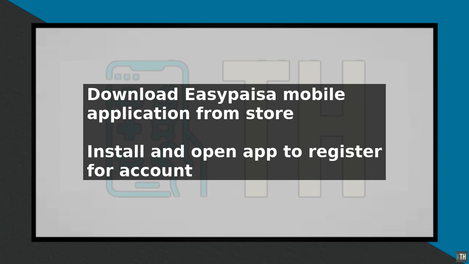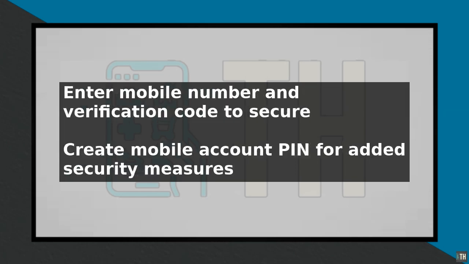You will then receive a verification code on your mobile number. Enter this code in the app to verify your number. After verifying your number, you will be asked to create a mobile account PIN. This PIN will be used to secure your account. So choose a PIN that is easy for you to remember but hard for others to guess.